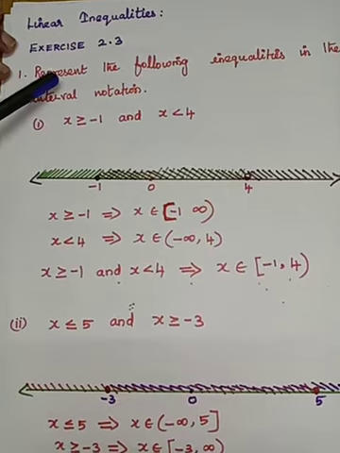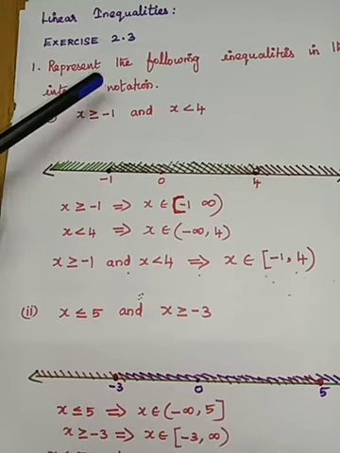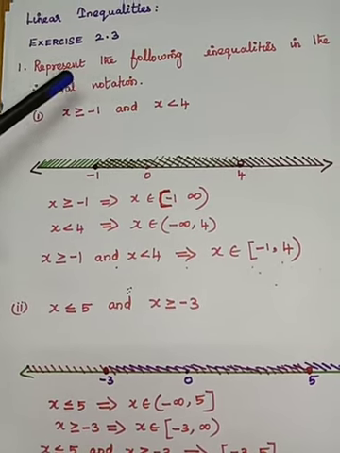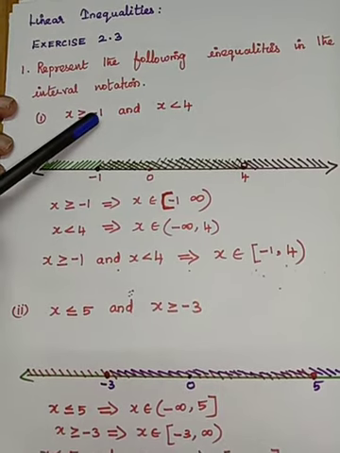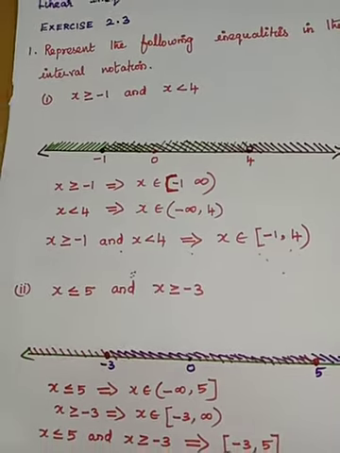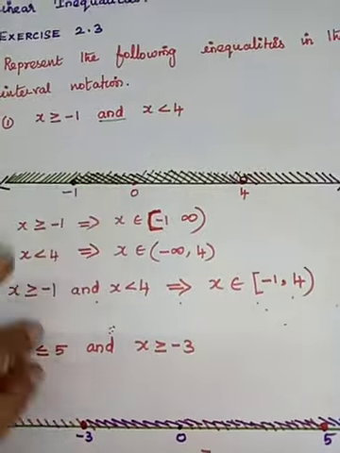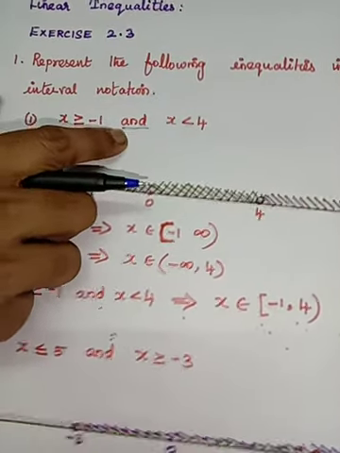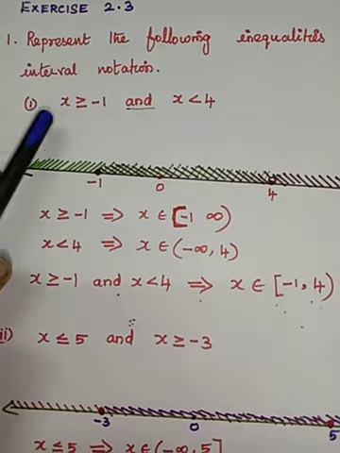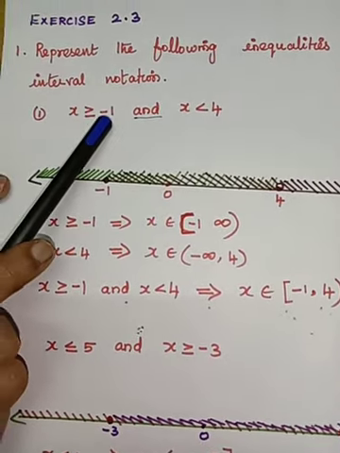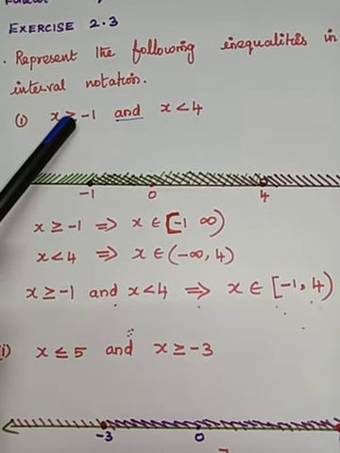First problem. Represent the following inequalities in interval notation. So open interval, closed interval, you have to write. Look at the first problem. X greater than or equal to minus 1 and, this word is very, very important, x less than 4. If and comes, you have to write the intersection. See that? X greater than or equal to minus 1.